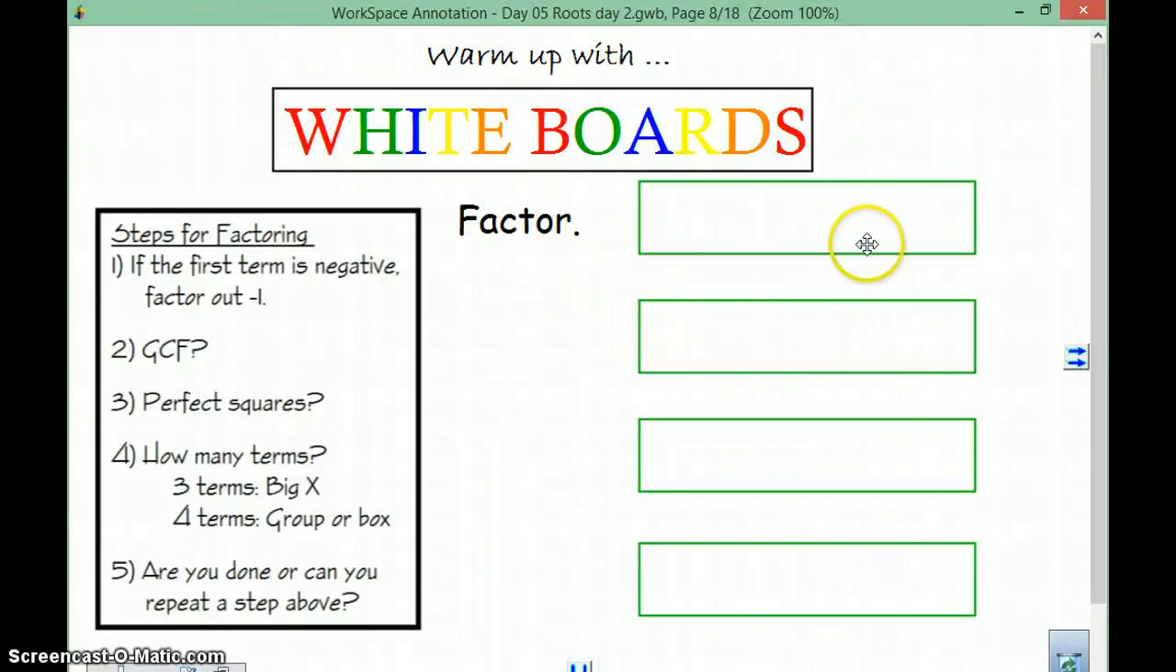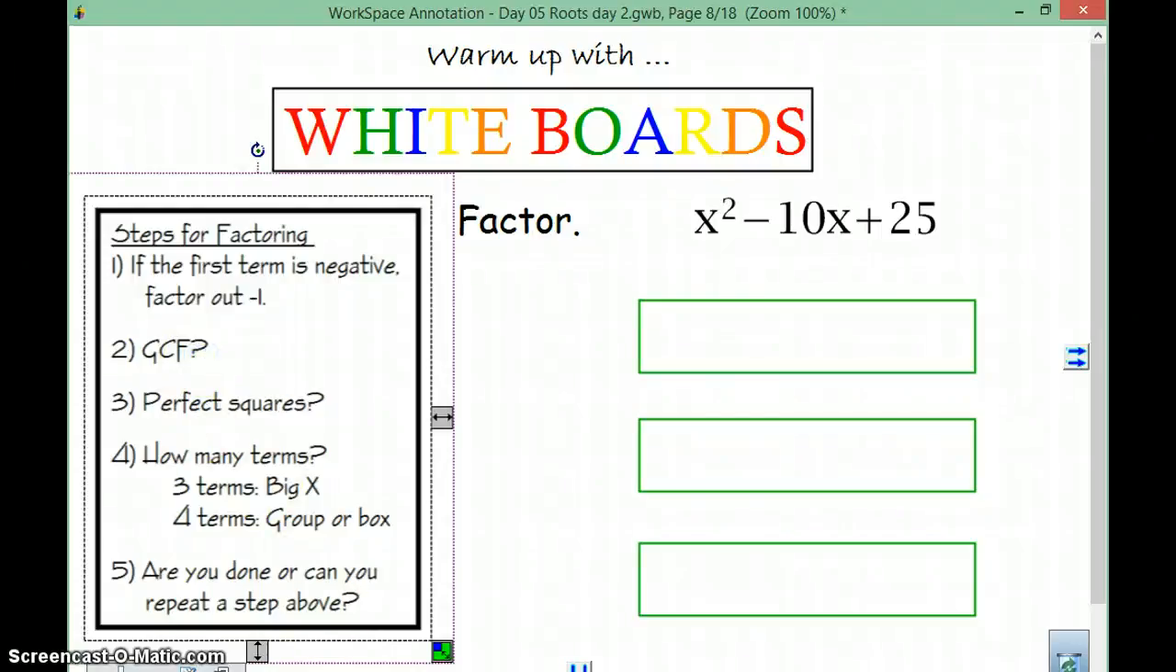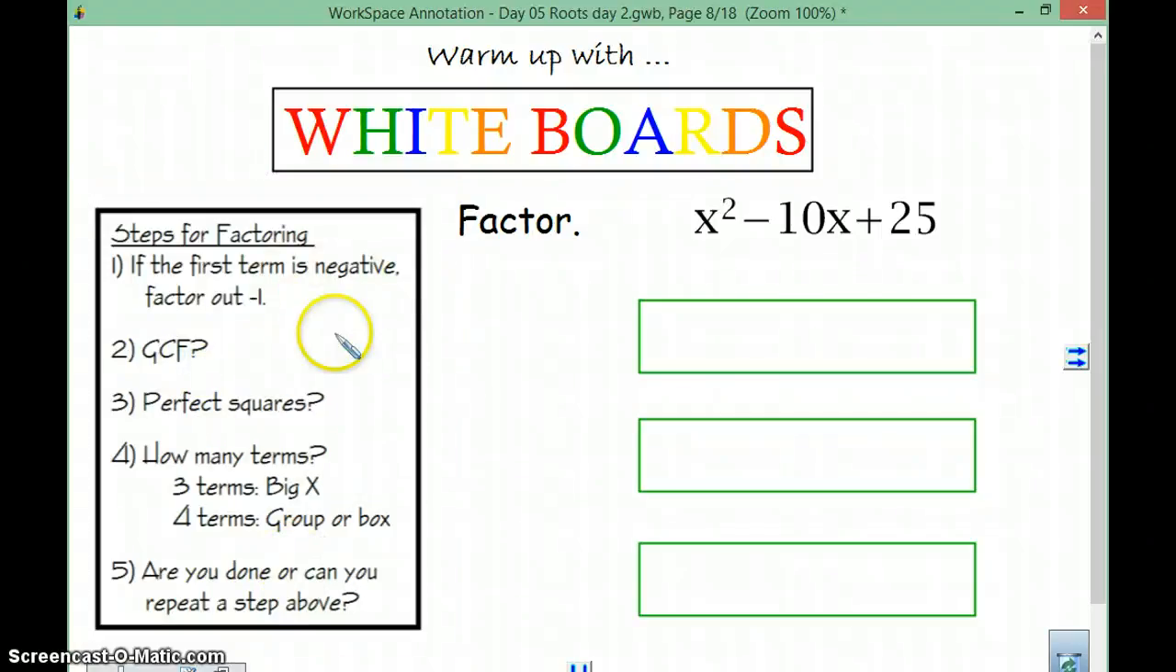Okay, just a quick review on factoring. How do you factor something like this? Take a look at the steps over here. The first term is not negative. Is there a GCF? No, there's no number that goes into all three. Perfect squares, take a look. That's a perfect square. That's a perfect square.